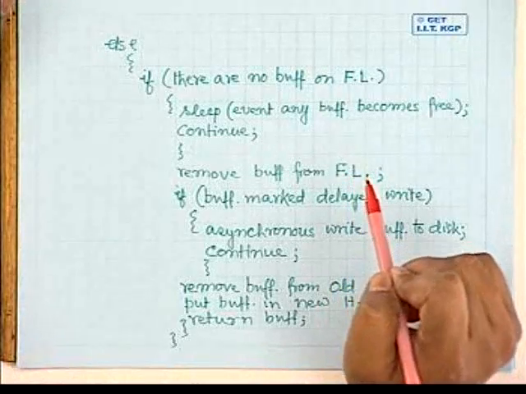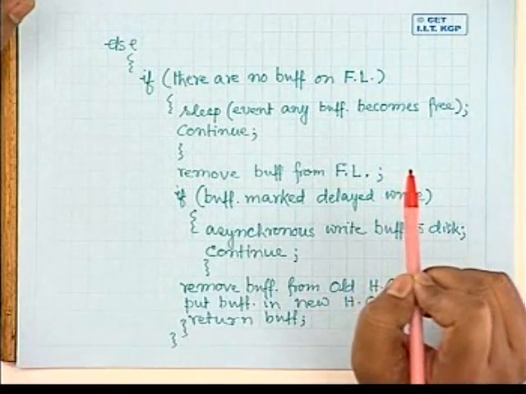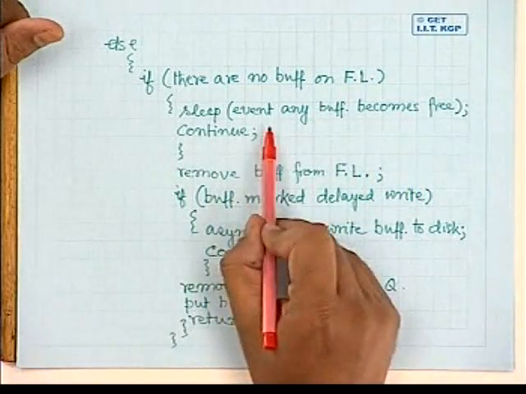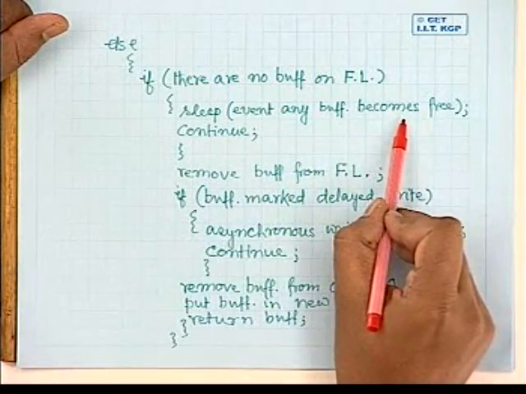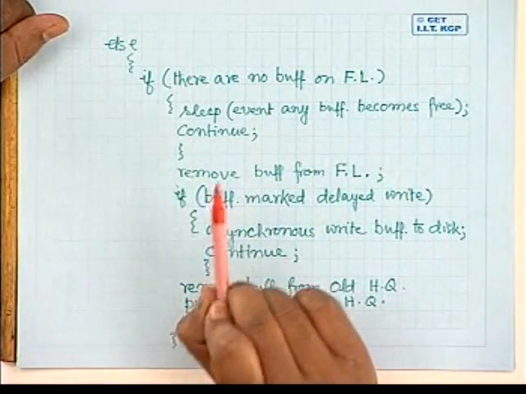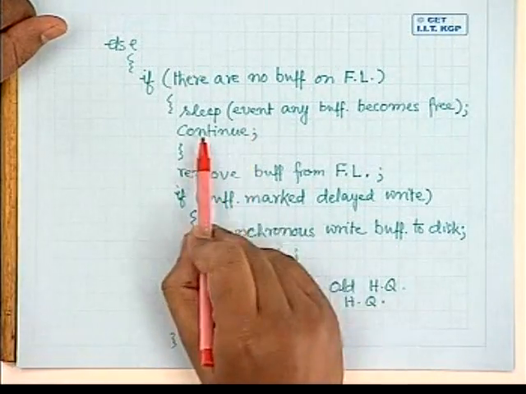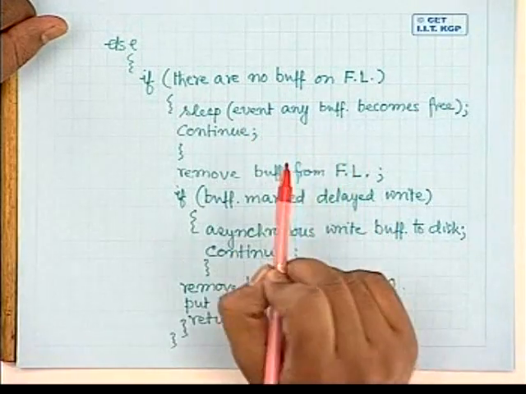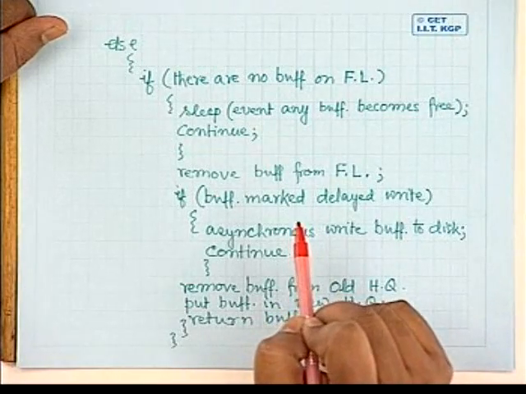Accordingly, I can have two different situations. The first is that there is no buffer on the free list, that is, the free list is currently empty. Then again the process has to go to sleep until any of the buffers becomes free. In our earlier case, it was a particular buffer which had to become free, and until then the process has to remain in sleep mode. In that case, whenever any buffer becomes free, a buffer will be used from the free list following the least recently used approach, and that will be given to the process that requested it.